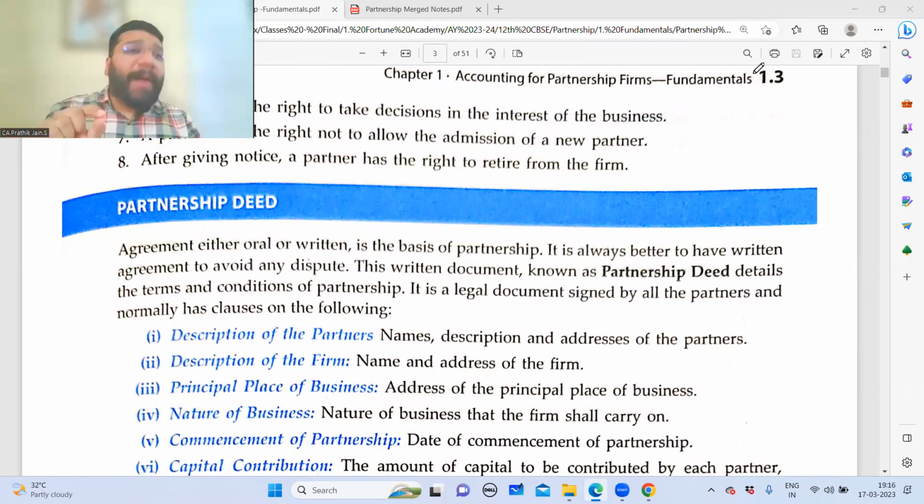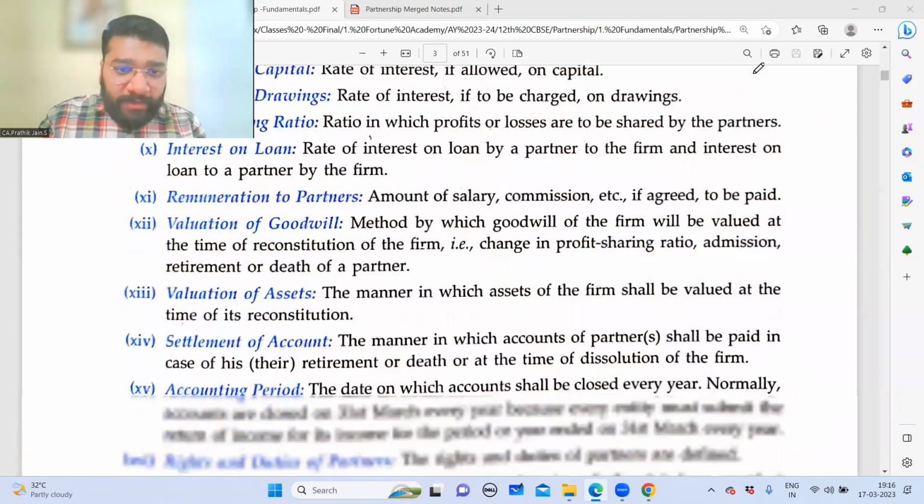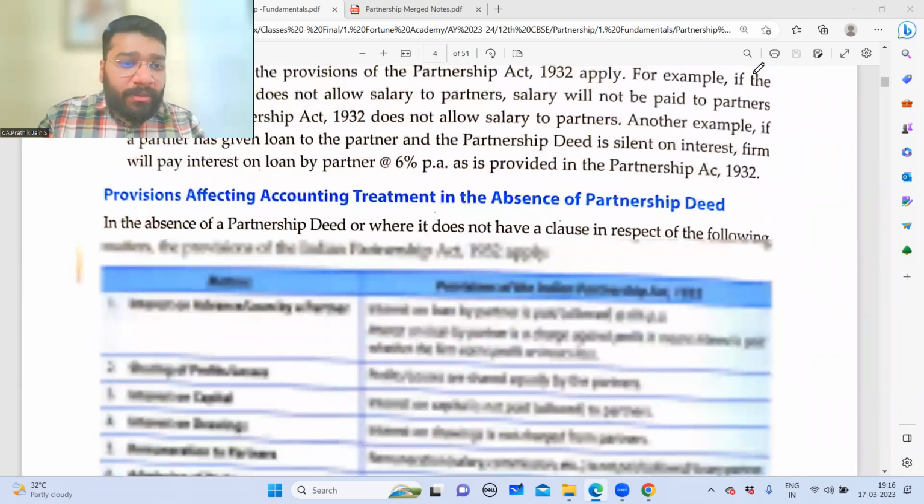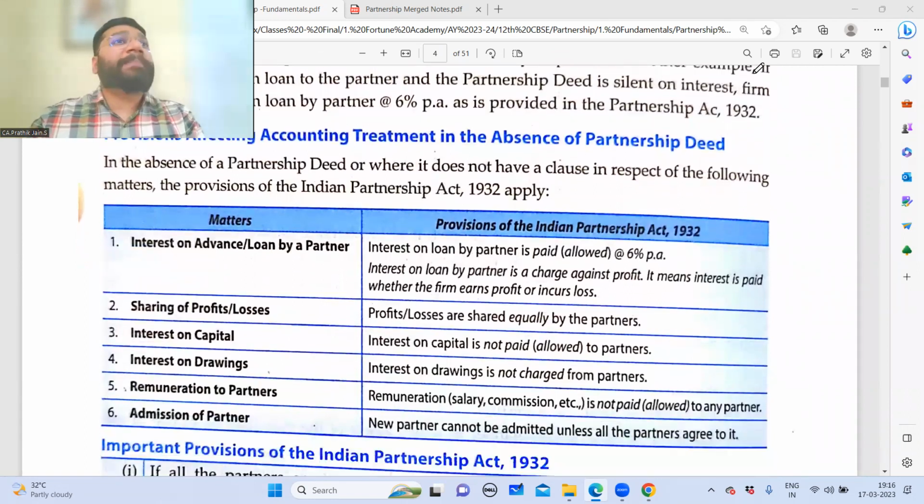Now, registration of the partnership deed is not compulsory. That is optional. Having an agreement is compulsory, but registration is not compulsory. It is optional. We saw that also. Then we saw an important point: in case of absence of a partnership deed, or the partnership deed is there, but they forgot to mention certain points specifically, in that case, what will we do?